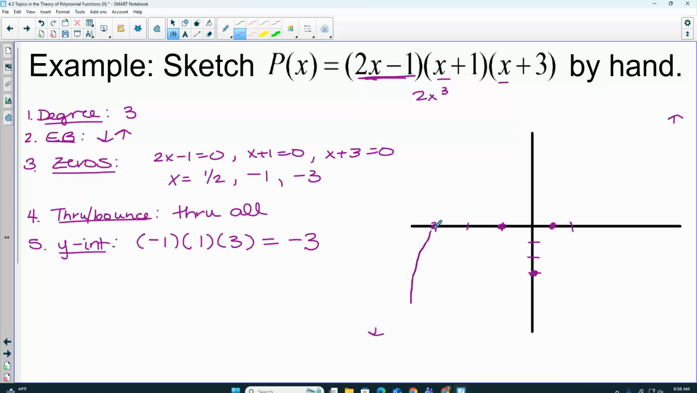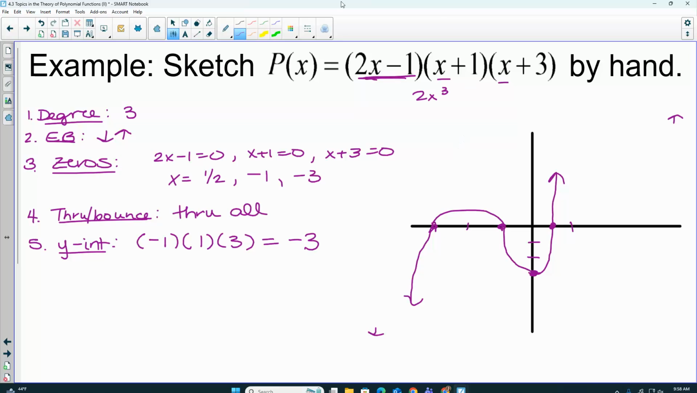Now once I hit the x-axis, what do we say our graph's going to do? Bounce or go through? Go through. So it's just going to come up, come back, and hit this one. And we said it goes through. So then I have to hit my y-intercept. Come back, hit this one, goes through, and it ends pointing up, like we said.